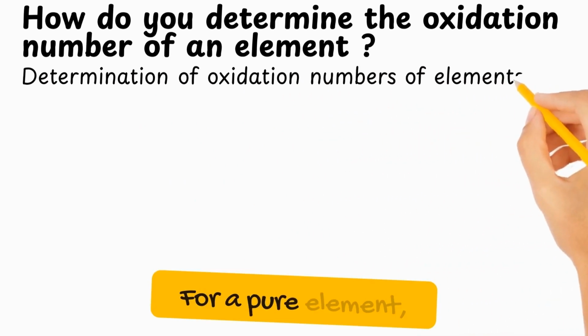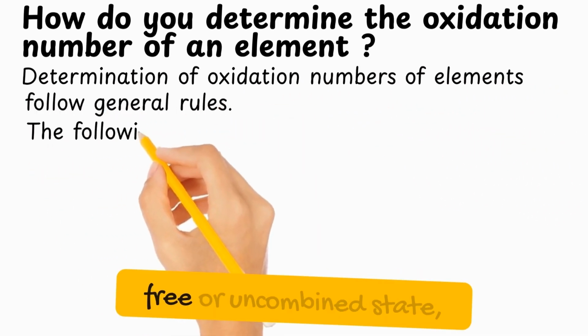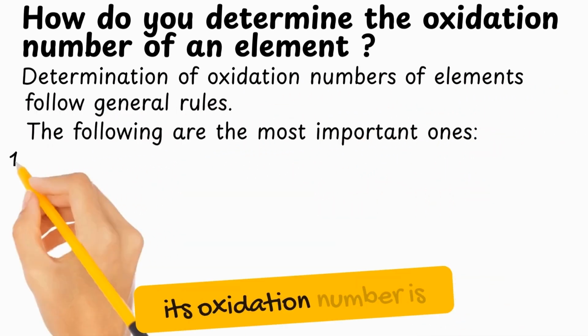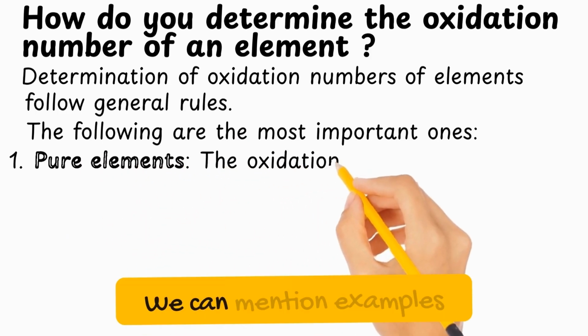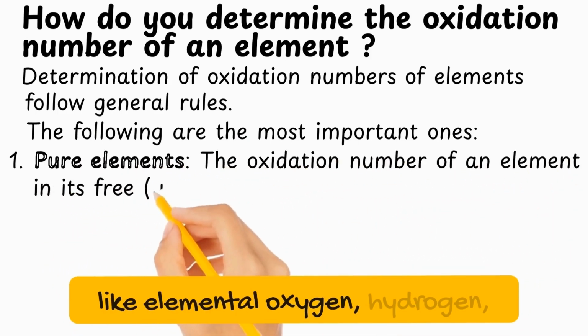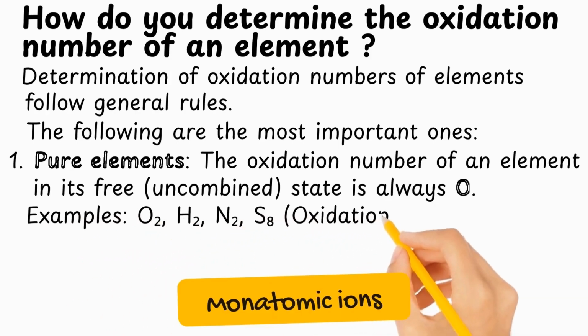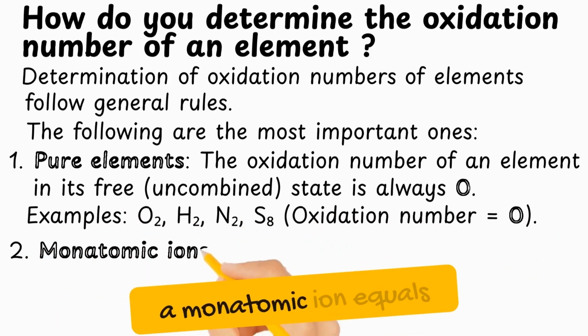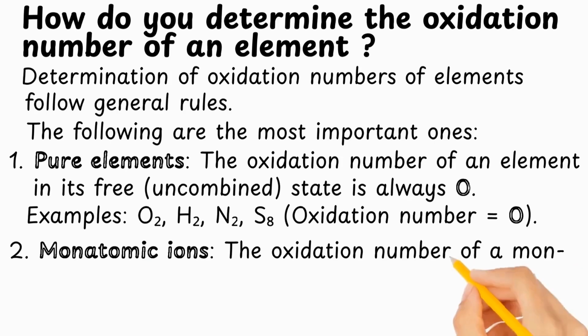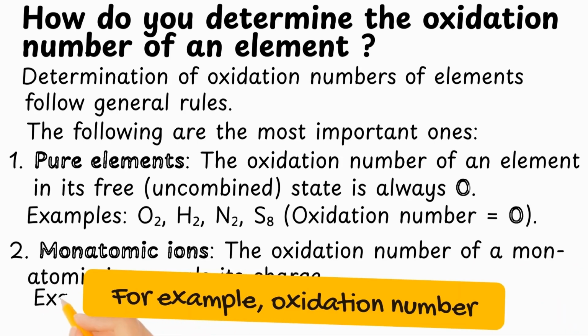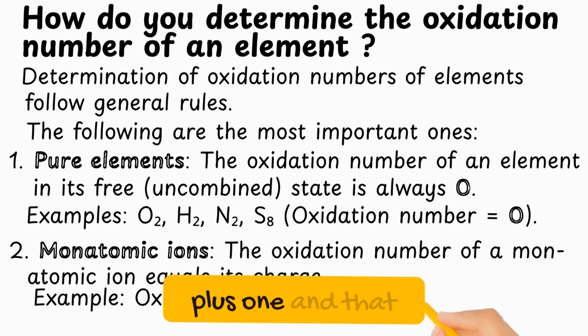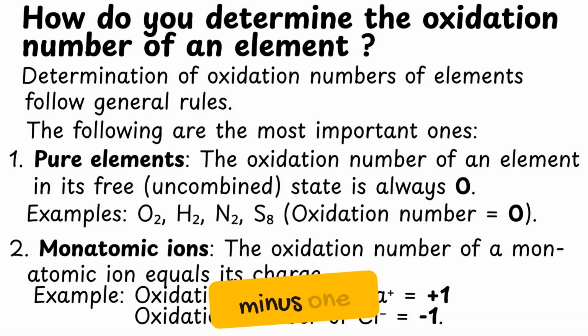1. For a pure element, that is, an element in a free or uncombined state, its oxidation number is always 0. We can mention examples like elemental oxygen, hydrogen, and sulfur. 2. Monatomic ions. The oxidation number of a monatomic ion equals its charge. For example, the oxidation number of the sodium ion is +1, and that of the chloride ion is -1.